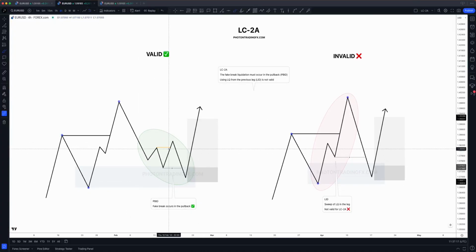So make sure it's built in the pullback and you're not looking at highs or lows in the previous leg.